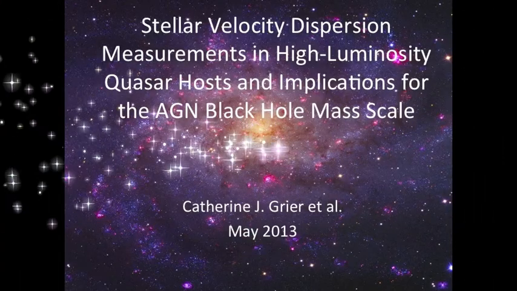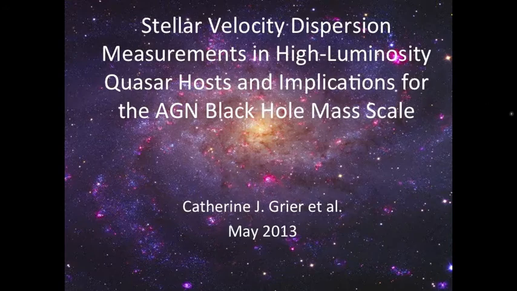Today I am here to discuss a recent paper entitled Stellar Velocity Dispersion Measurements in High-Luminosity Quasar Hosts and Implications for the AGN Black Hole Mass Scale. In this work, we present stellar velocity dispersion measurements in 4 high-luminosity quasars. We also rederive the virial F-factor used to calibrate black hole masses in active galactic nuclei using updated virial products. We then use this to re-examine the M-sigma relation.